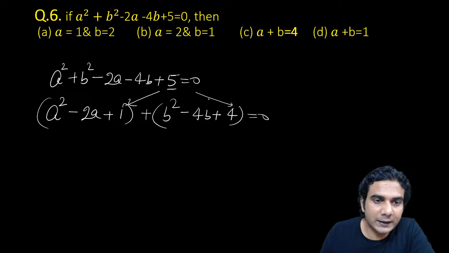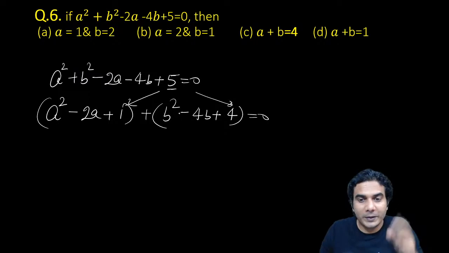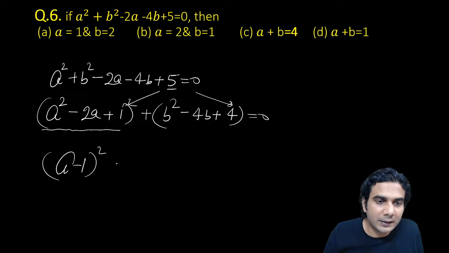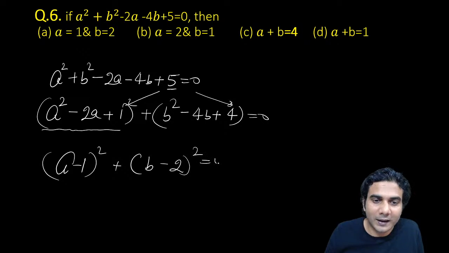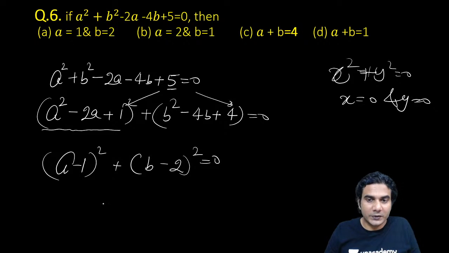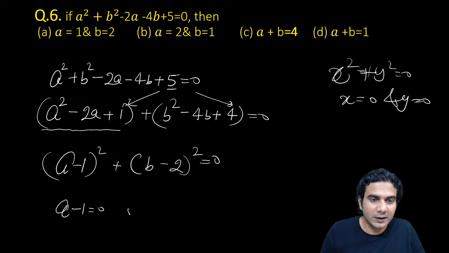Okay, so 1 is written here and 4 is written here, and that will make it a perfect square also. So this will become what? A minus 1 the whole square, and the second part will become b minus 2 the whole square, right? Again we have reached the point where x square plus y square is equal to 0. Again same logic, x must be equal to 0 and y must be equal to 0, right? Sum of two positive numbers is equal to 0. So what are we going to write? We are going to write a minus 1 is equal to 0 and b minus 2 is equal to 0.